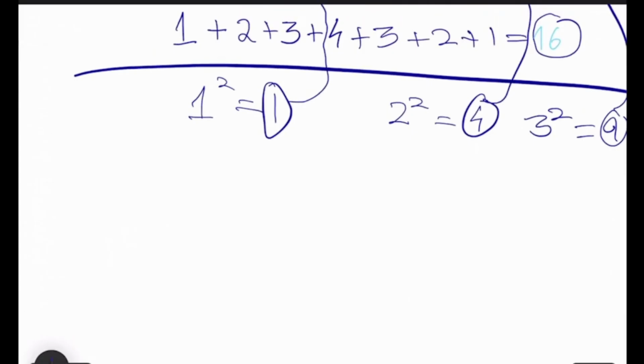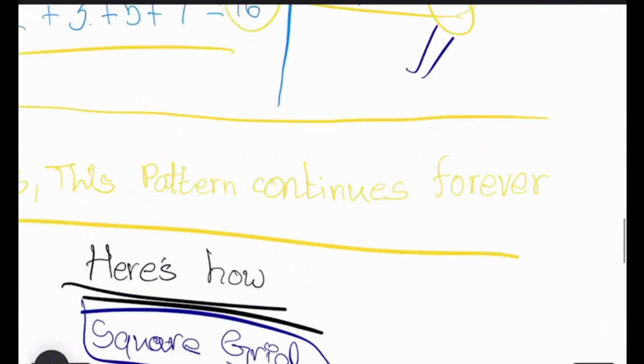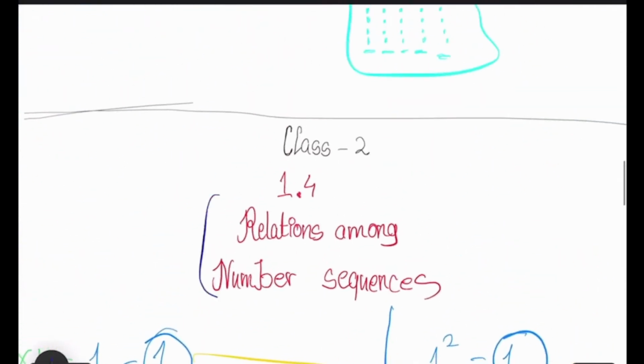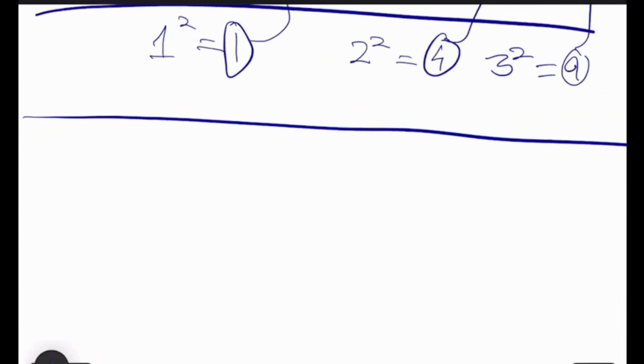Okay, so now I'll find the patterns. Now we'll start with a new topic. We are done with the relation. We are done with this topic. You know which topic? Relation between number sequences. Now let's move to our maybe last topic. Last topic, which is patterns and shapes. Let's write it.